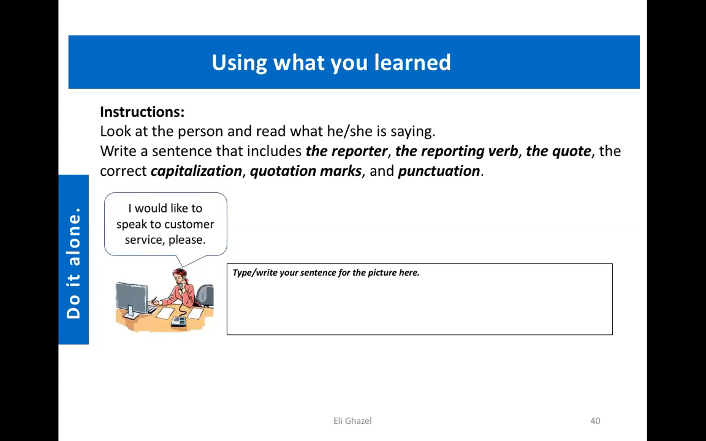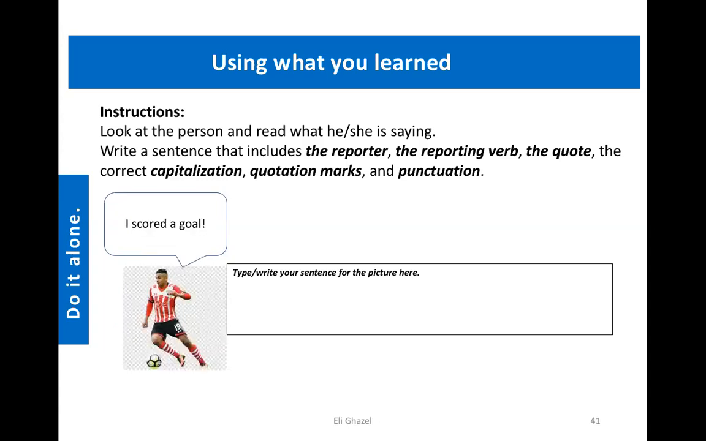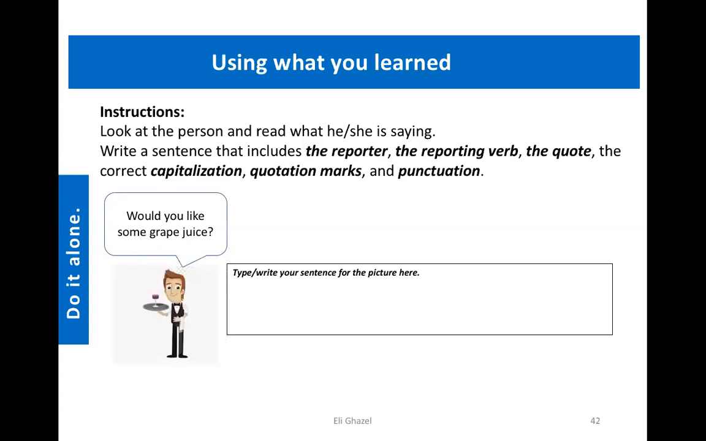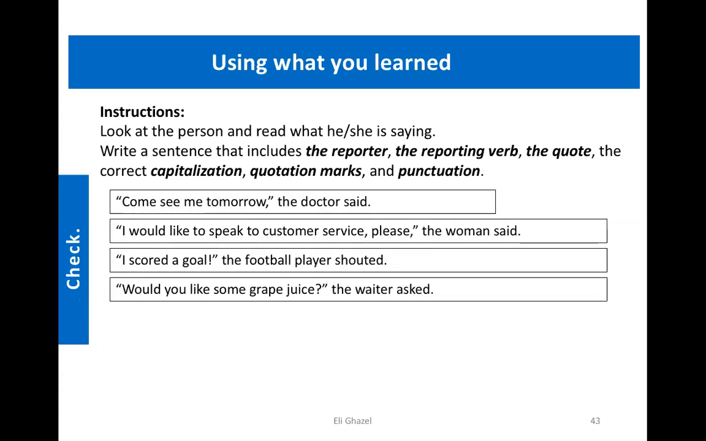And then the next one, "I would like to speak to customer service, please." And again, let them write it with everything that should be there. And one more, "I scored a goal." Now notice that there is an exclamation mark. And who's saying it? Well, the football player, obviously. And here we've got a waiter who's saying, "Would you like some grape juice?" Which is a question. So the students are going to write it. So this is now where you've had the students moving into an independent and autonomous level. And then, of course, we can give them feedback, or they can check their answers.